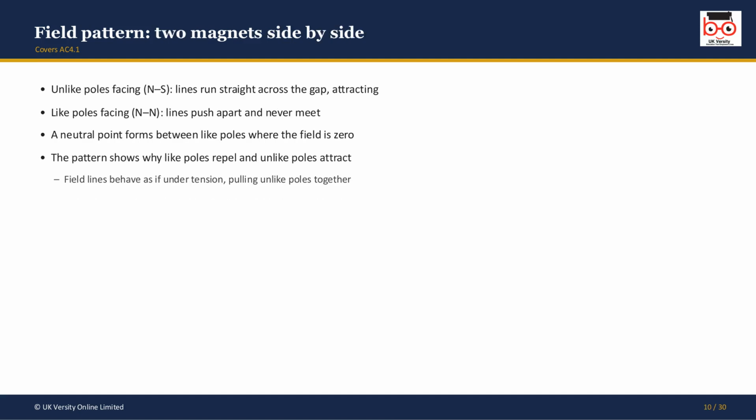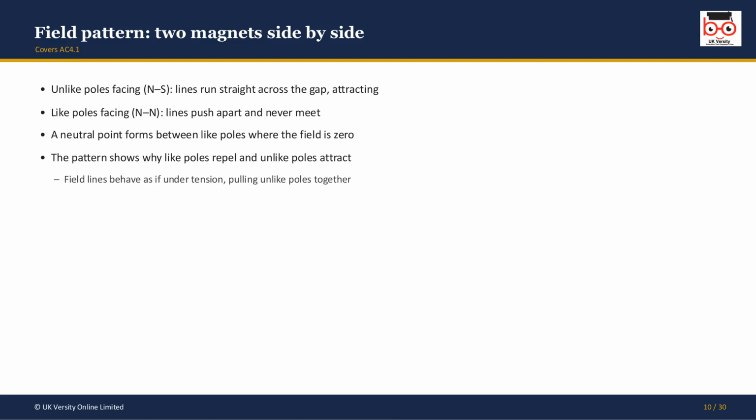Now bring two magnets together. With unlike poles facing, a north opposite a south, the lines run straight across the gap, pulling the magnets together. That's attraction. With like poles facing, say north opposite north, the lines push apart and refuse to meet, and a neutral point forms between them where the field cancels to zero.